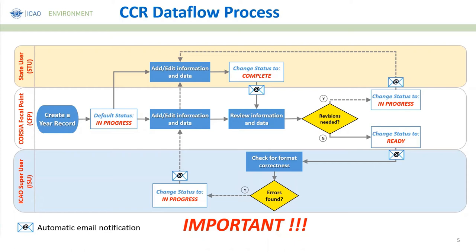If there is no error in the format, then the CORSIA ICAO super user will change the status to locked and use that information to calculate the baseline or calculate the sector's growth reference, et cetera, and then publish whatever information to the ICAO CORSIA documents that state users mentioned earlier, and use that information there.